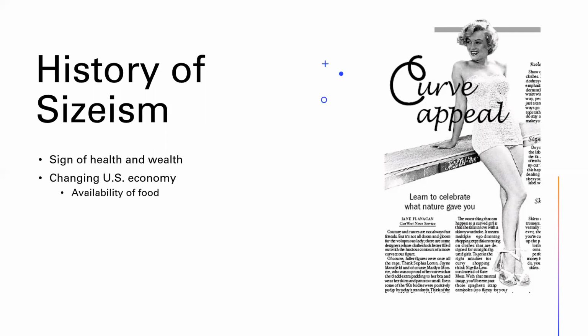However, with the changing US economy, food started to become a lot more available, a lot more affordable to everyone. People who were of the working class were able to obtain food. As we started seeing this shift, there was this stigma, this loss of appeal of people who were bigger. And before we knew it, there was this loss of prestige if you were bigger, if you're a person of size.